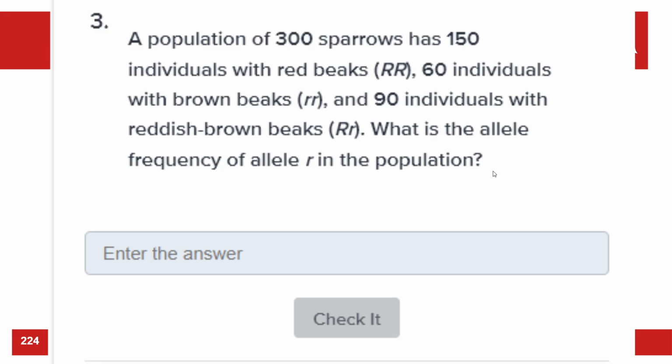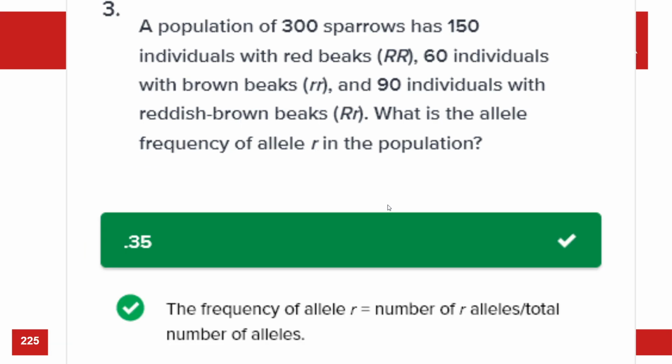A population of 300 sparrows has 150 individuals with red beaks, big R; 60 individuals with brown beaks, little r; and 90 individuals with reddish brown beaks, big R, little r. What is the allele frequency of little r in the population? Think about your answer now. Now remember, a hint: we have 300 sparrows. Each sparrow will have 2 copies of each gene. That means when we're doing our math for allelic frequency, it will be out of 600, not out of 300. So if you got your answer as 0.35, that is correct.